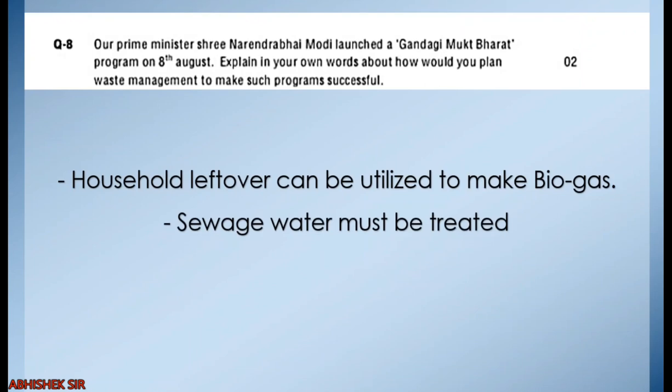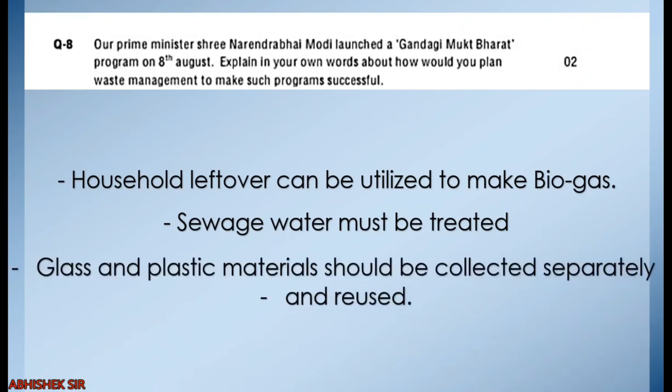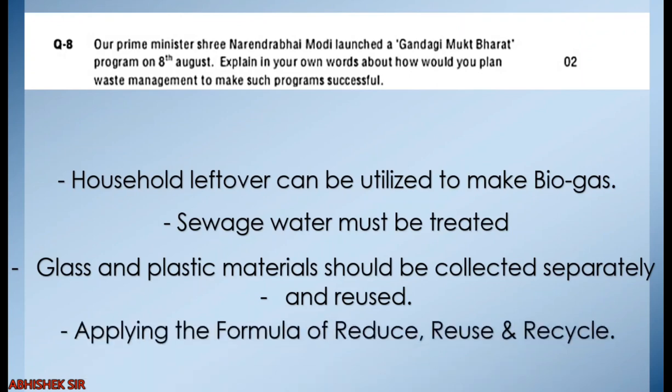Sewage water that is going from all the households must be treated before it is disposed. Glass and plastic materials, those which are wastes, should be collected separately and then they must be reused and recycled. And that makes my fourth point, that is applying the formula of reduce, reuse and recycle. So these few important points will make your answer a perfect one.